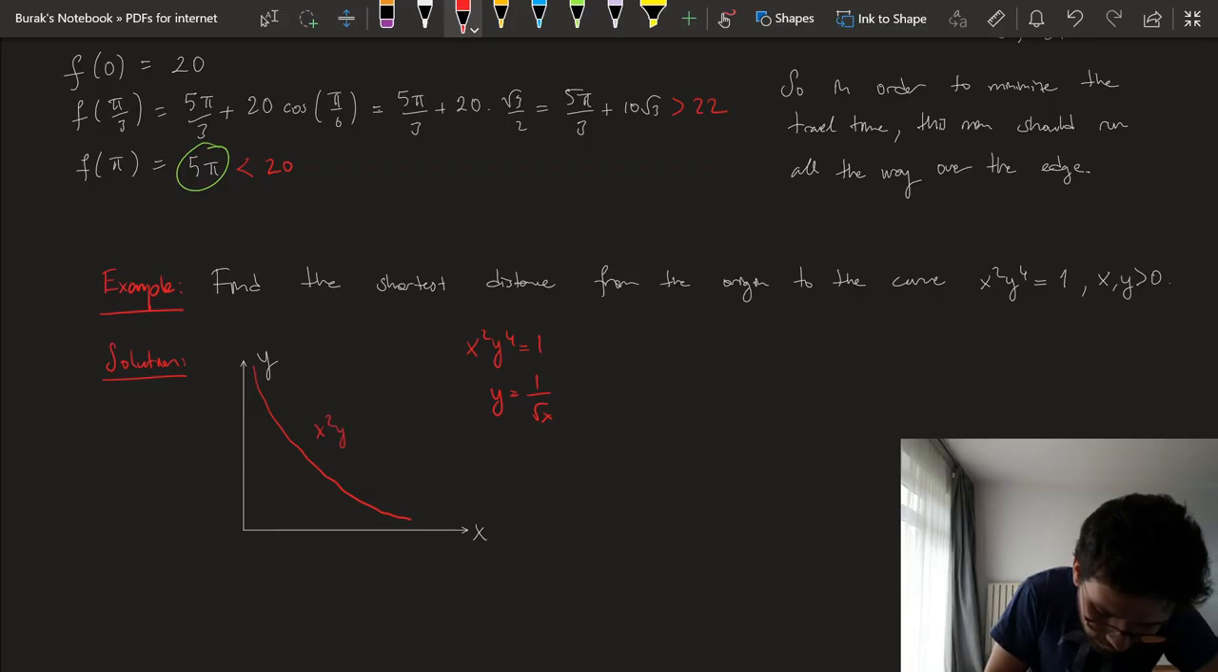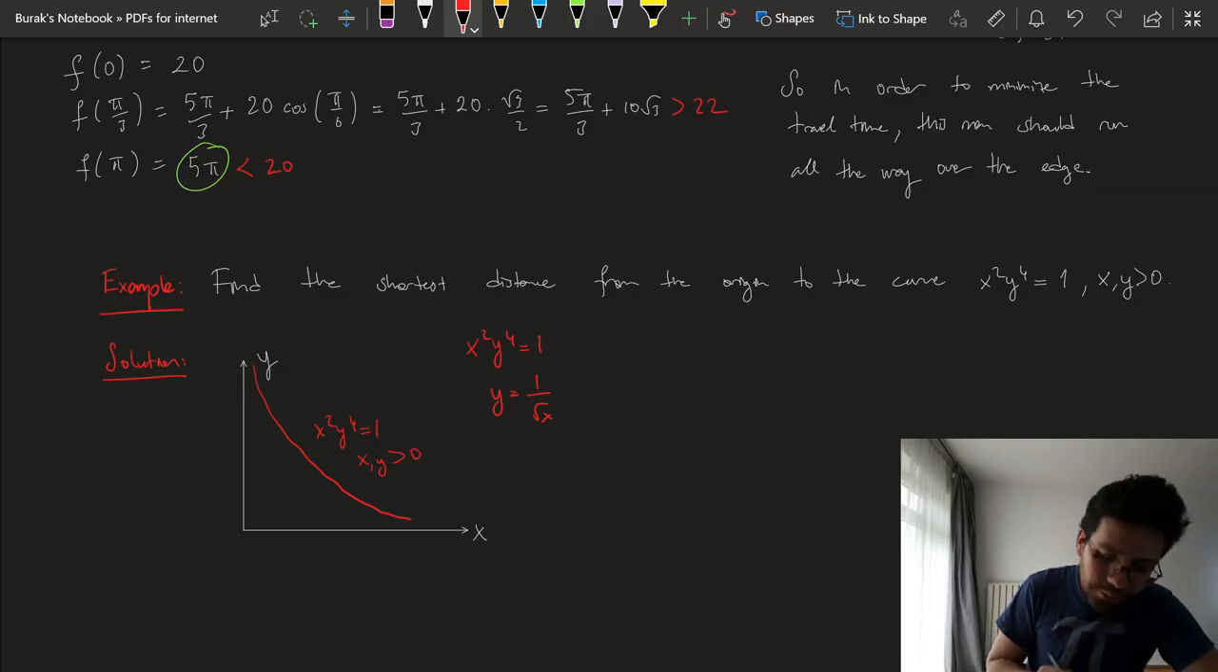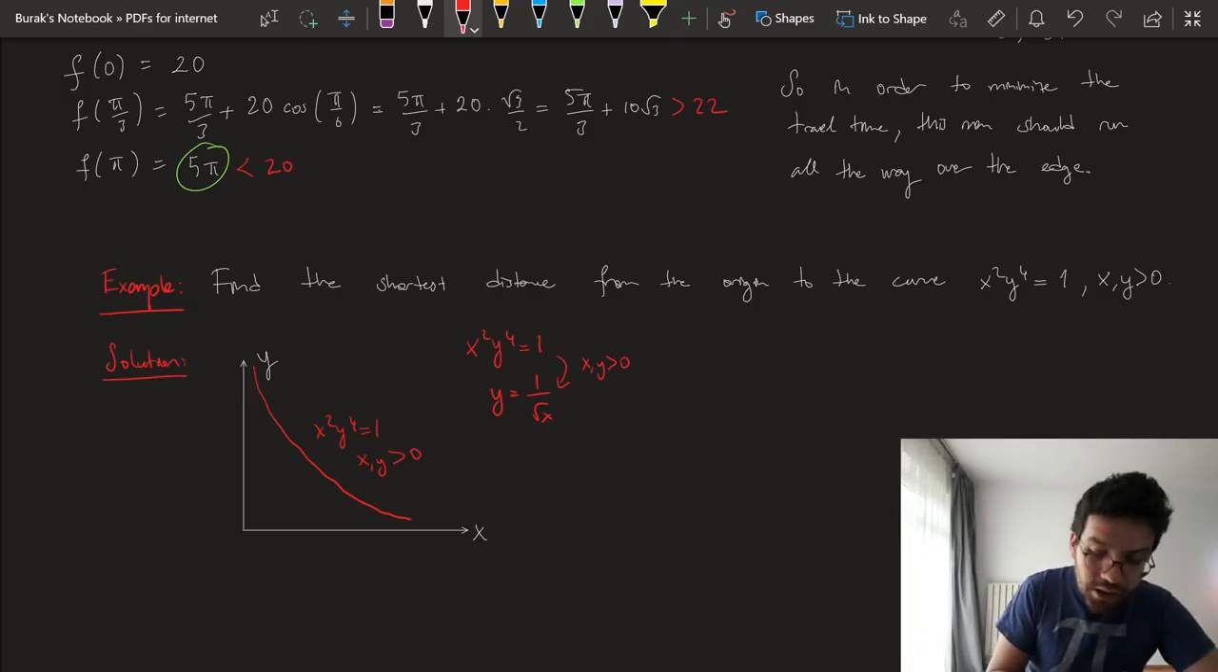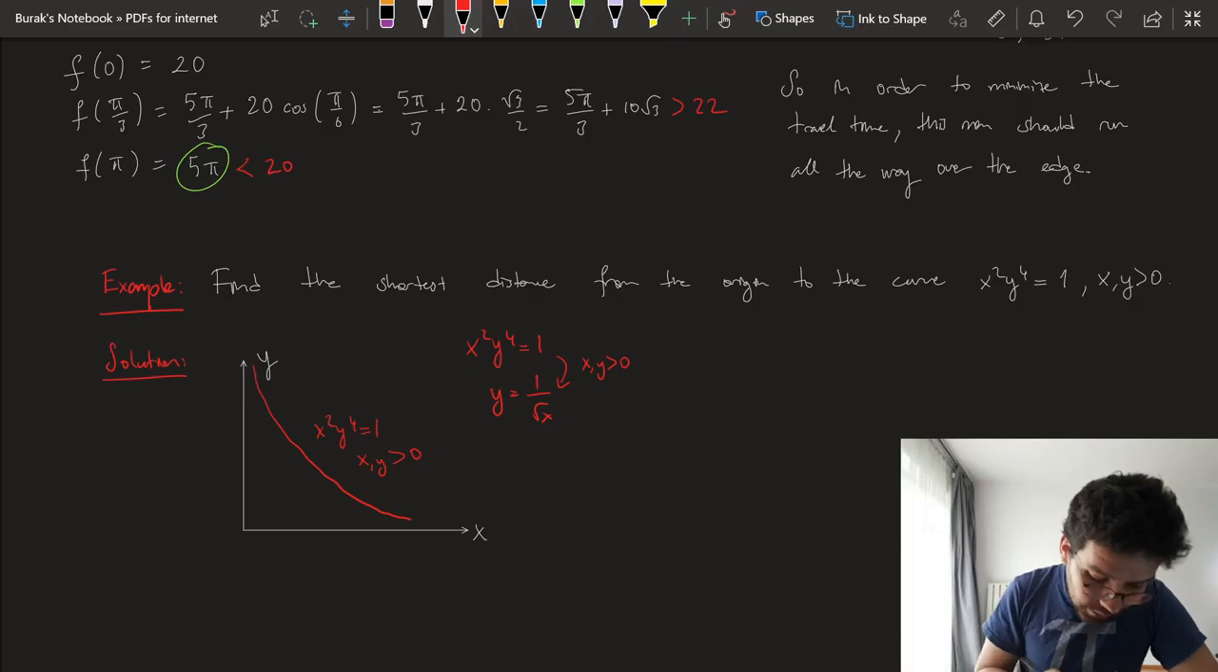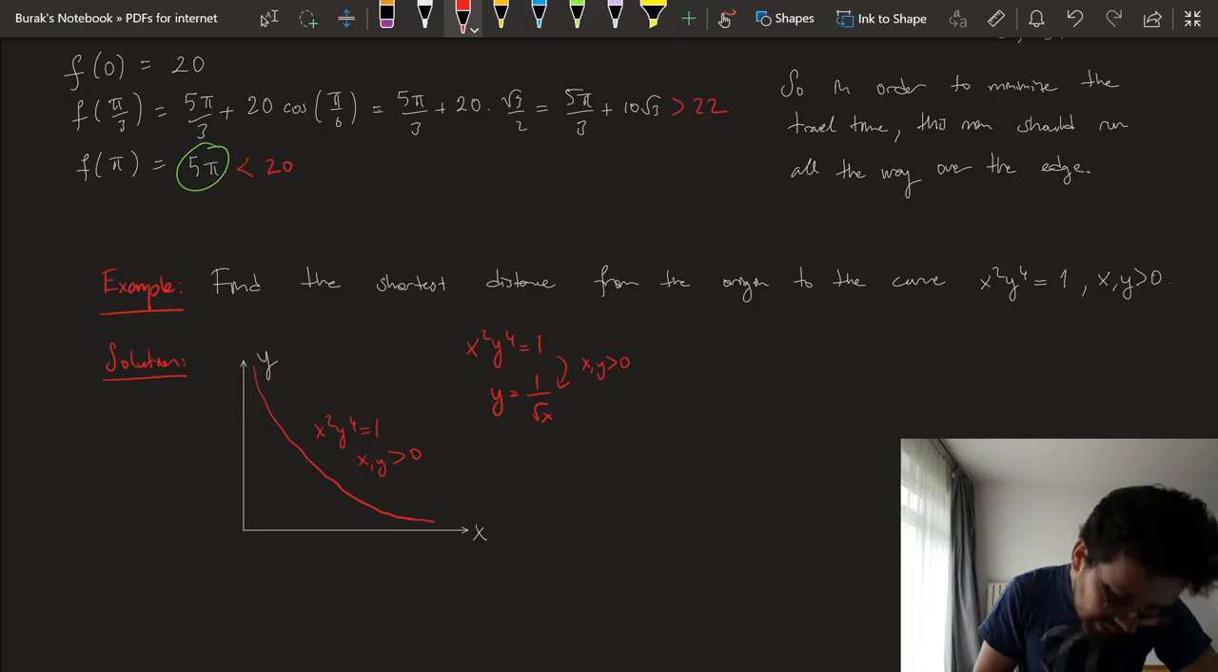So x squared y to the power 4 is 1, and if x and y are both positive, what you can do is put x squared on the other side and get y to the power 4 equals 1 over x squared, and then take the fourth root of both sides. Because everything is positive, on the left hand side you're going to get y, not the absolute value of y because it's already positive, and on the right hand side you're going to get 1 over root x. So this is my curve.